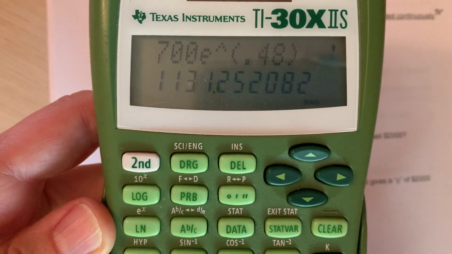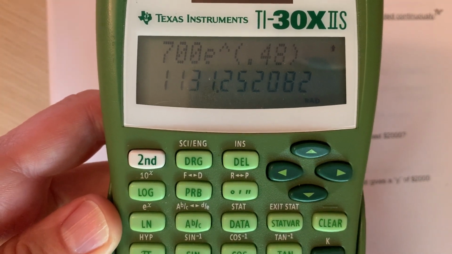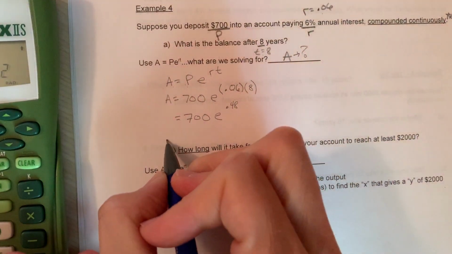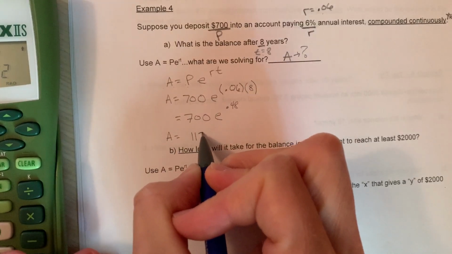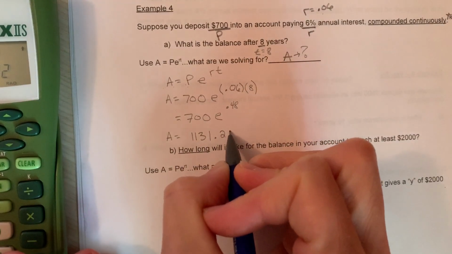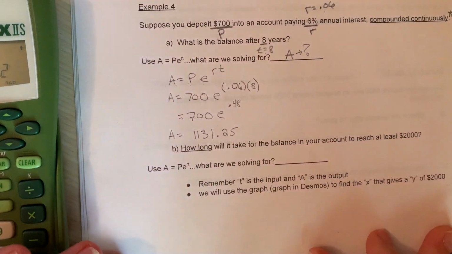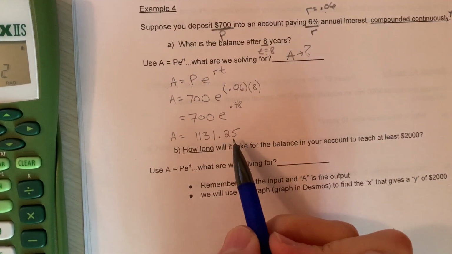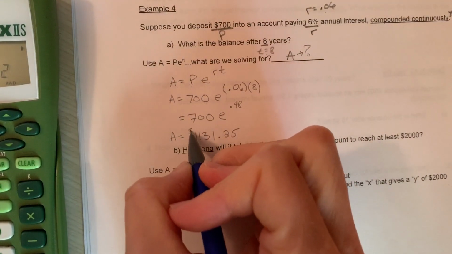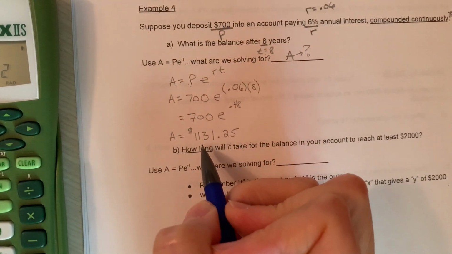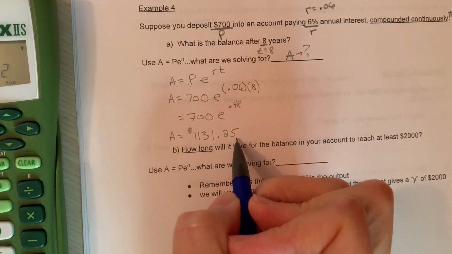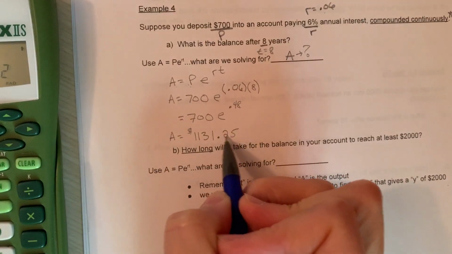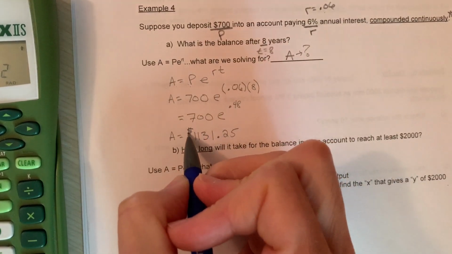And I get 1,131. That is a number that makes sense to me. If I start with $700, it does make sense to me that I would get something around this. Remember, if you get a really weird number, you probably made a mistake, right? I shouldn't get a number like 10,000. That doesn't make sense. I also shouldn't get a number less than 700. So 1,131 makes sense. Remember, this is money, so I want you to round to 2 decimal places for the cents, 25 cents, and you must have your dollar sign.